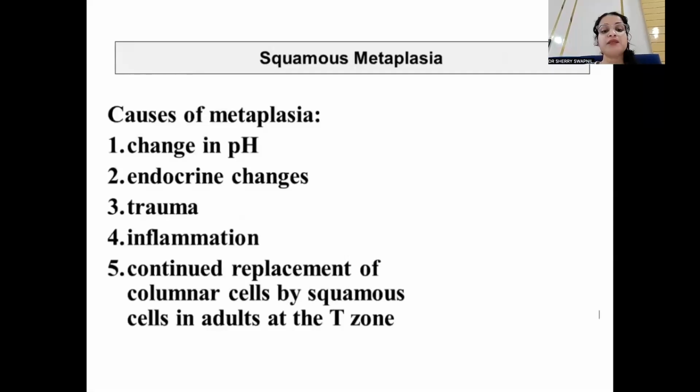Now, moving towards squamous metaplasia, why are we discussing this? Because squamous metaplastic cells can again be confused with SCUS. So it is important to differentiate, because squamous metaplasia is normal and physiological. If we see SCUS, that is a pathological condition. What are the factors that can lead to squamous metaplasia? Change in pH, hormonal issues, trauma, inflammation, and definitely, as I have told you, continued replacement of columnar cells by squamous epithelial cells in adults at the transformation zone. Next slide.